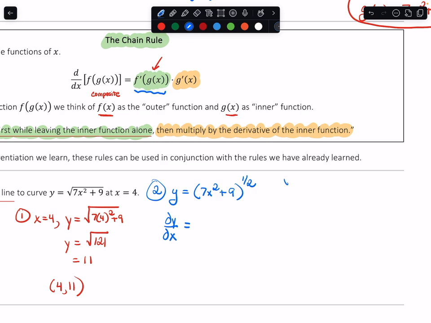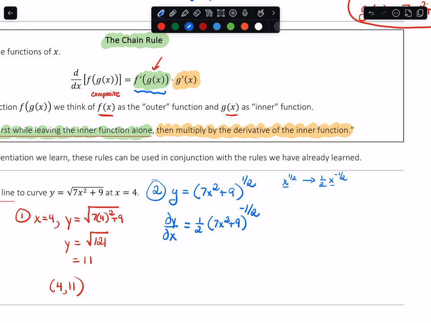The outer function is x to the half, right? So if you differentiated that, you would get 1/2 x to the minus 1/2. I think we're all getting very comfortable with that. That's what happens here, except you don't have x, you have 7x squared plus 9. Look what I'm about to put down, how it's very similar to that. It's just that the inside is staying put. So it would be 1/2. Leave what's inside alone, 7x squared plus 9 to the minus 1/2.